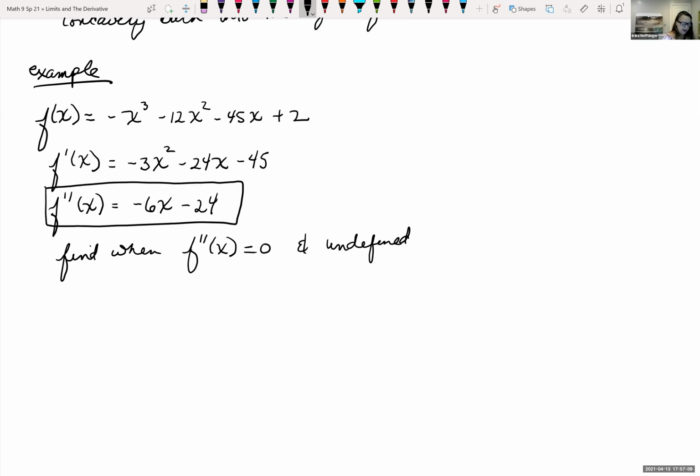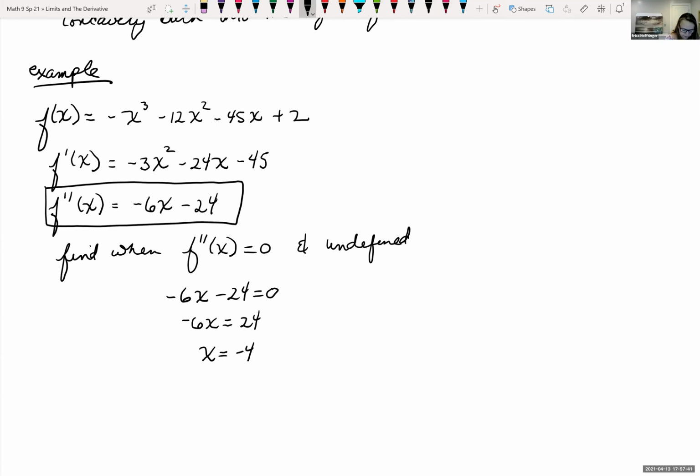Well, we have a line. A line is always defined. So there's no place where our double derivative is undefined. But there is a place where that double derivative equals 0. So we're looking at when negative 6x minus 24 is equal to 0. So let's solve for x. We're adding 24 to both sides. So we have negative 6x equals 24. Divide both sides by negative 6, we get x is negative 4.